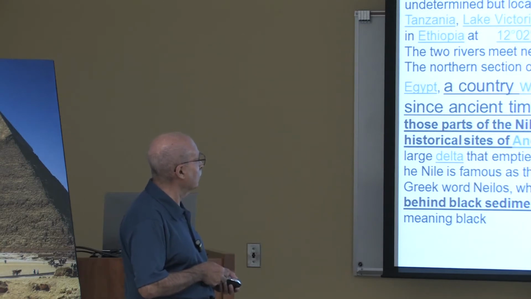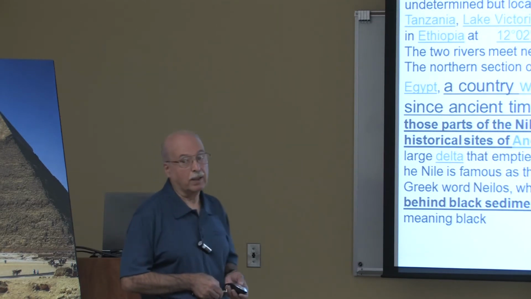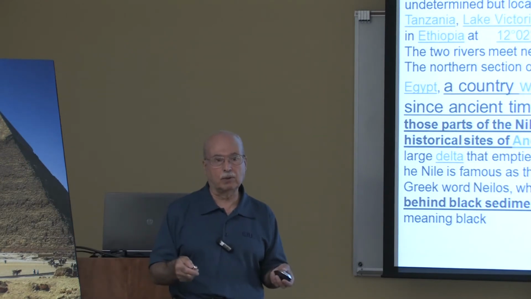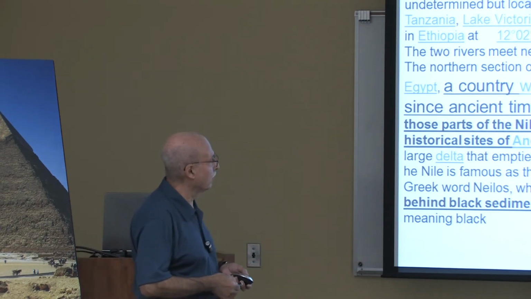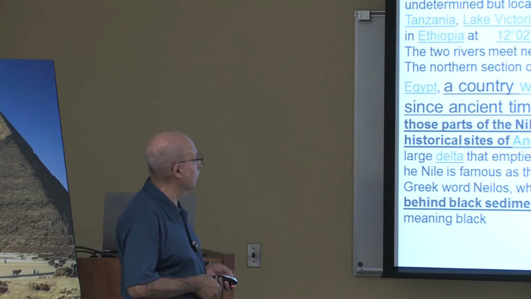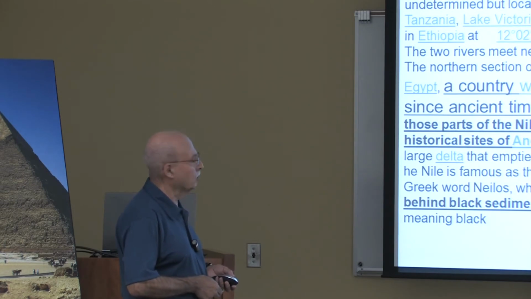The northern section of the river flows almost entirely through desert from Sudan to Egypt, a country whose civilization has depended on the river since ancient times. Most of the population and cities of Egypt lie along those parts of the Nile Valley north of Aswan. And nearly all the cultural and historical sites of ancient Egypt are found along the river bank. So the river brought the focus of that civilization. And we'll see later how this is just the beginning, the ever-widening effect of it. The Nile ends in a large delta that empties into the Mediterranean Sea.